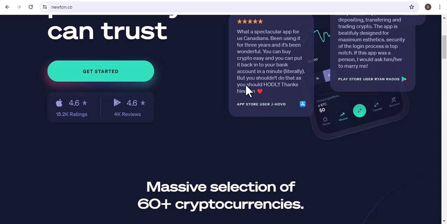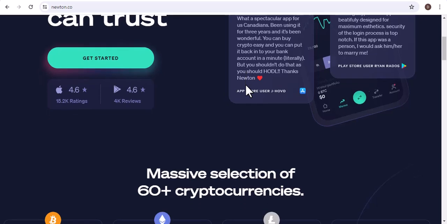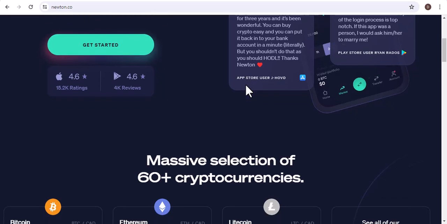Why is the minimum transfer for Newton so low? The minimum transfer for Newton is low because it is designed to be a scalable and efficient cryptocurrency. By keeping the minimum transfer low, Newton can process more transactions per second than other.